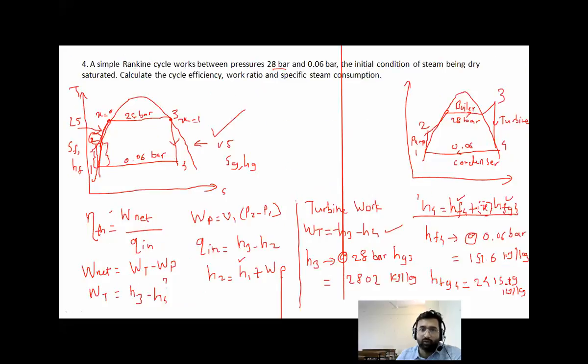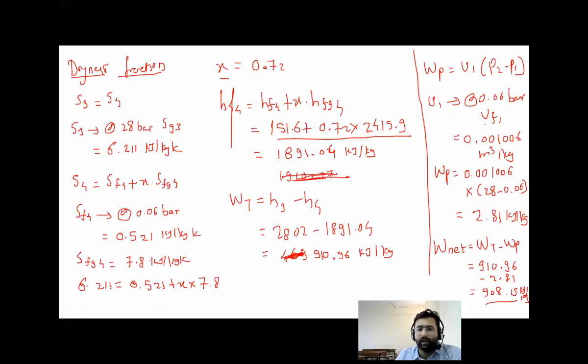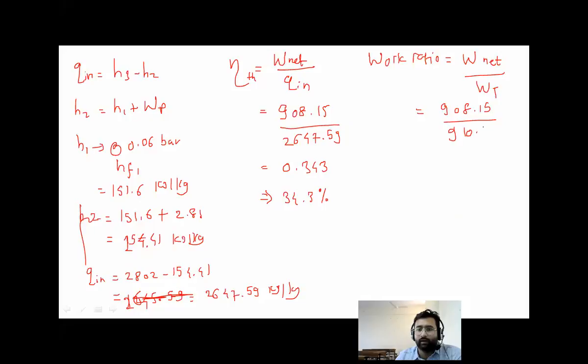Okay, next is work ratio. So this might be new, but it is a very simple term. Work ratio is actually the ratio of W net divided by turbine work. So here W net is how much? 908.15 divided by turbine work. How much did we calculate? 910.96, right? So calculate work ratio. Others, 0.997, correct.